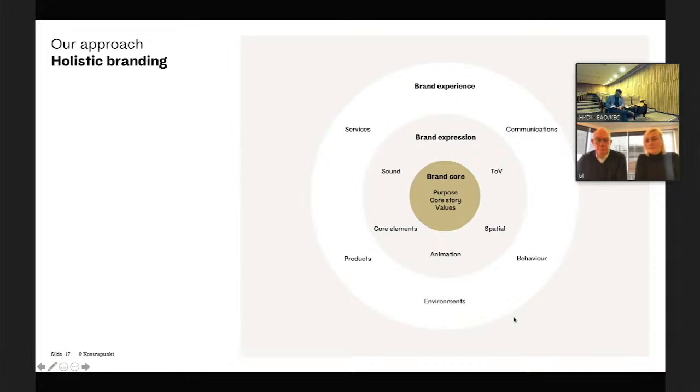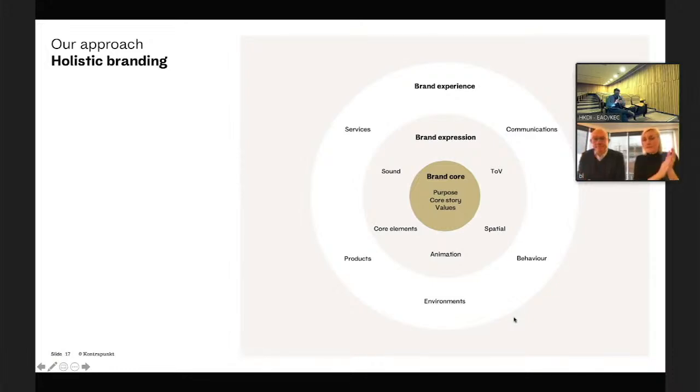So what I said before about the business strategy and the brand strategy being aligned, this really comes to the test in the core. You can see the brand core in the middle, which is from where we work. So we have to know something about what is the role of this brand, what is the story, which values is it founded on. And in order to do that, we have to learn more about the company. We have some examples later on of process and how we do this.